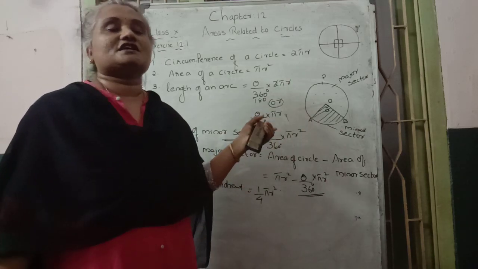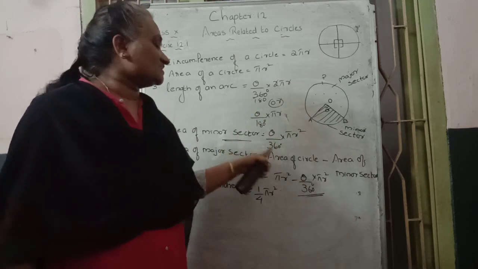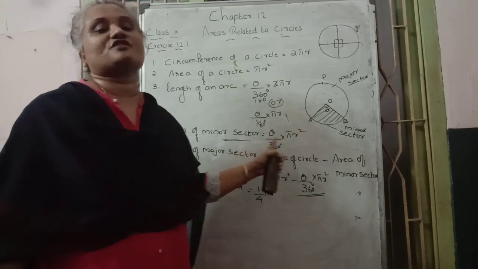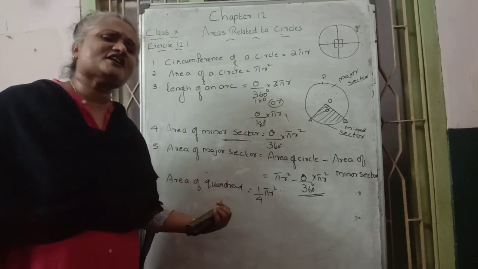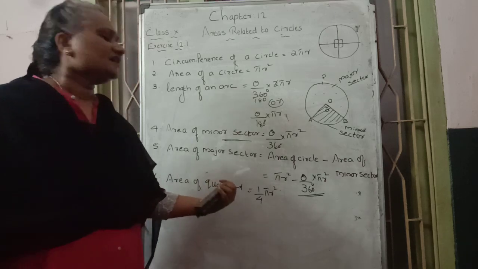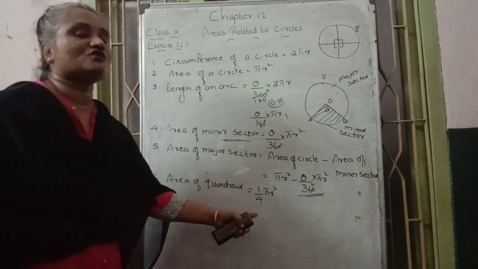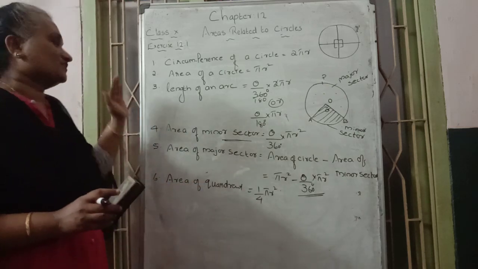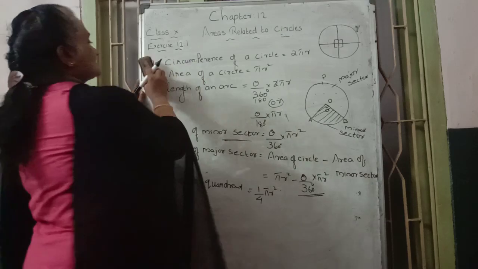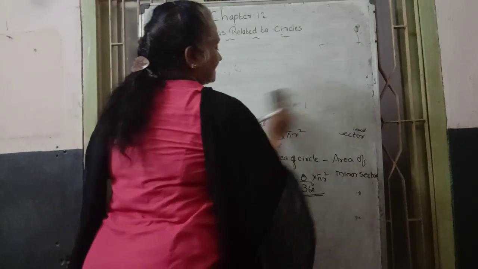For other theta values like 30 degree, 60 degree, we apply the minor sector formula and find the area. When the theta value is 90 degree, we apply the area of the quadrant formula. So 1 by 4 pi r square is the formula for finding the area. These are the 6 formulas. Next, the 7th formula, which we learned last year.